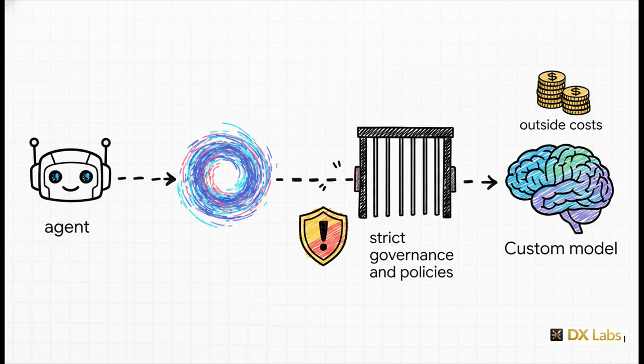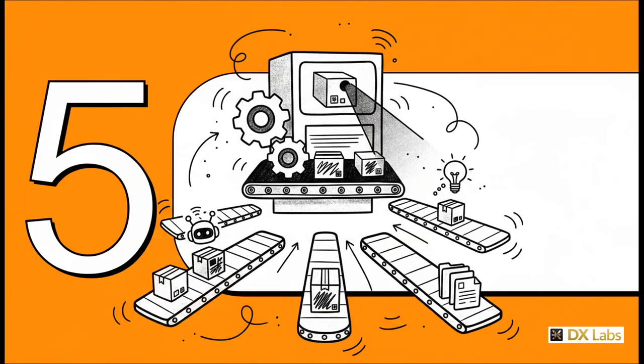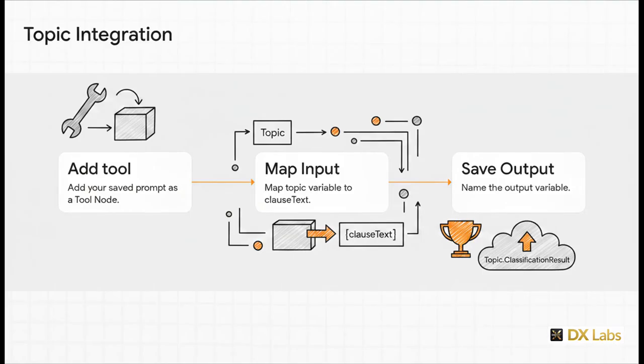Okay, now that we have our prompt and our model, let's wire the whole thing up. Topic: Adding prompts to topics. Integrating a prompt is basically like setting up a giant logistics sorting machine that automatically routes packages to different conveyor belts based on their scan labels. First, you add your saved prompt as a tool node right within your conversation flow. Second, you map the topic variable holding the text, something like topic.clause input, straight into that clause text input variable we set up earlier. Finally, you capture the AI's plain text output into a brand new variable, like topic.classification result, so your downstream nodes can sort it.